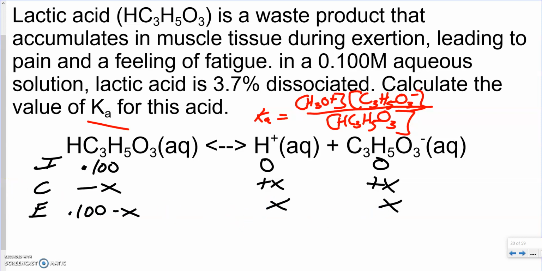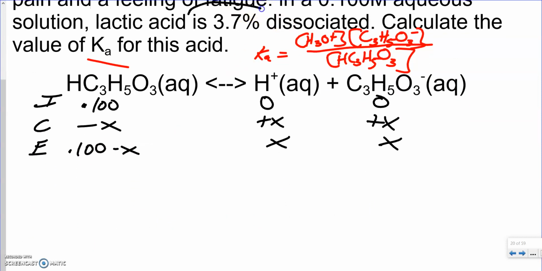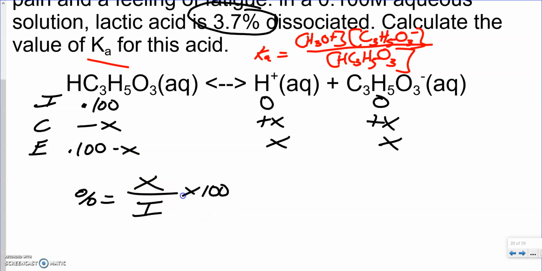But we don't have a K value to solve for X this time, so this is a little bit different in terms of process. What we do have is this value right here. What we're being told is that 3.7% dissociates, which is technically our X value. X is 3.7% of our initial value. So percent dissociation equals X over our initial concentration, times 100 if we want to include that. So 3.7 equals X over the initial 0.100, times 100, and we solve that out from there.